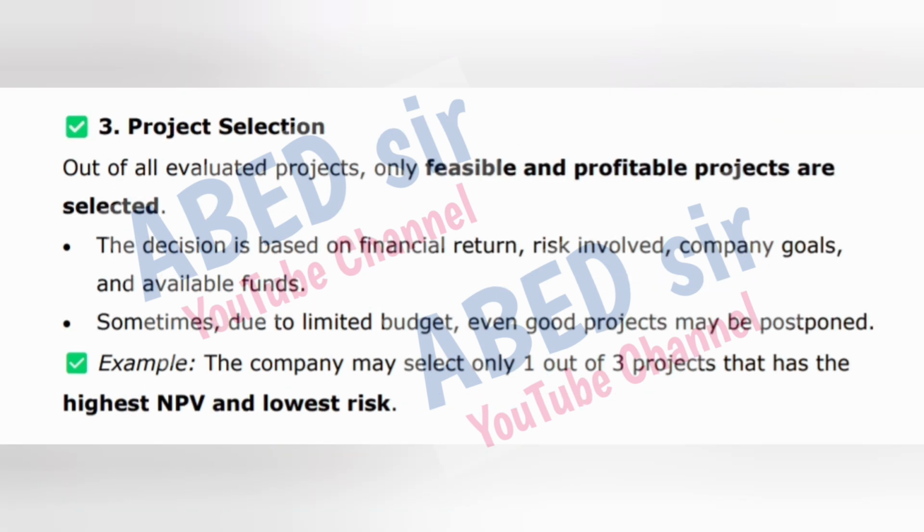3. Project selection. Out of all evaluated projects, only feasible and profitable projects are selected. The decision is based on financial return, risk involved, company goals, and available funds. Sometimes, due to limited budget, even good projects may be postponed. Example, the company may select only 1 out of 3 projects that has the highest NPV and lowest risk.